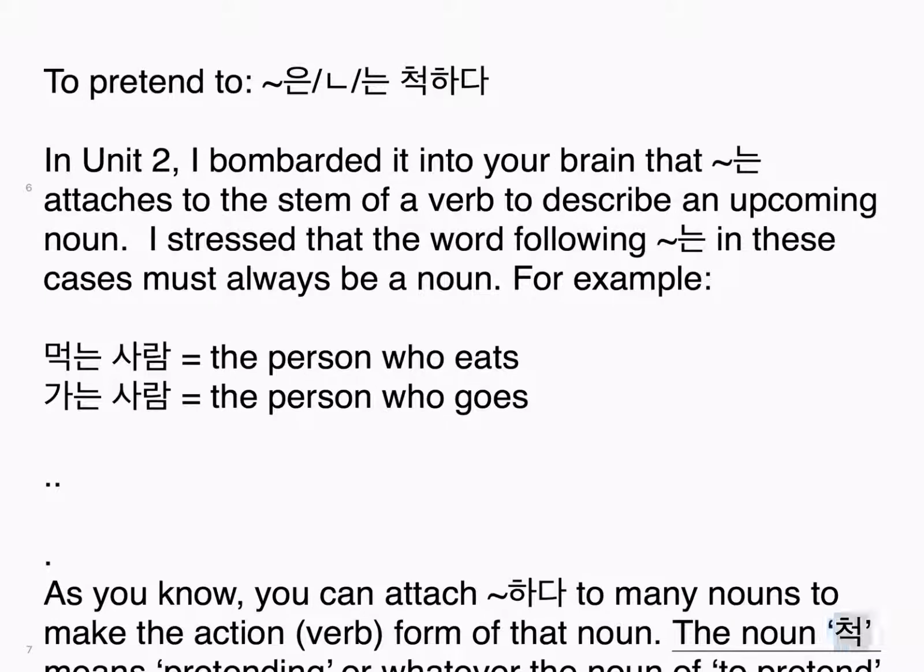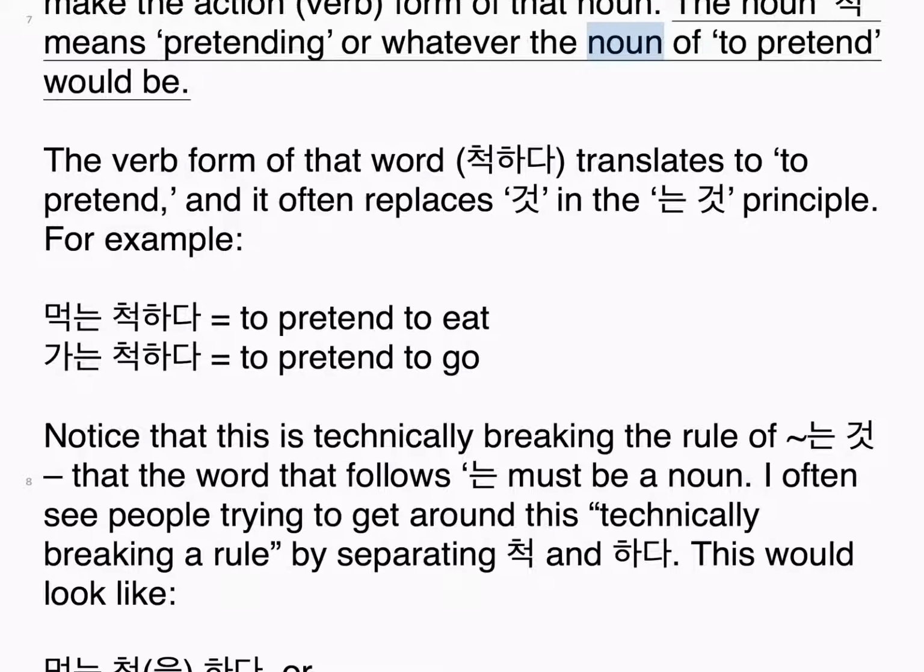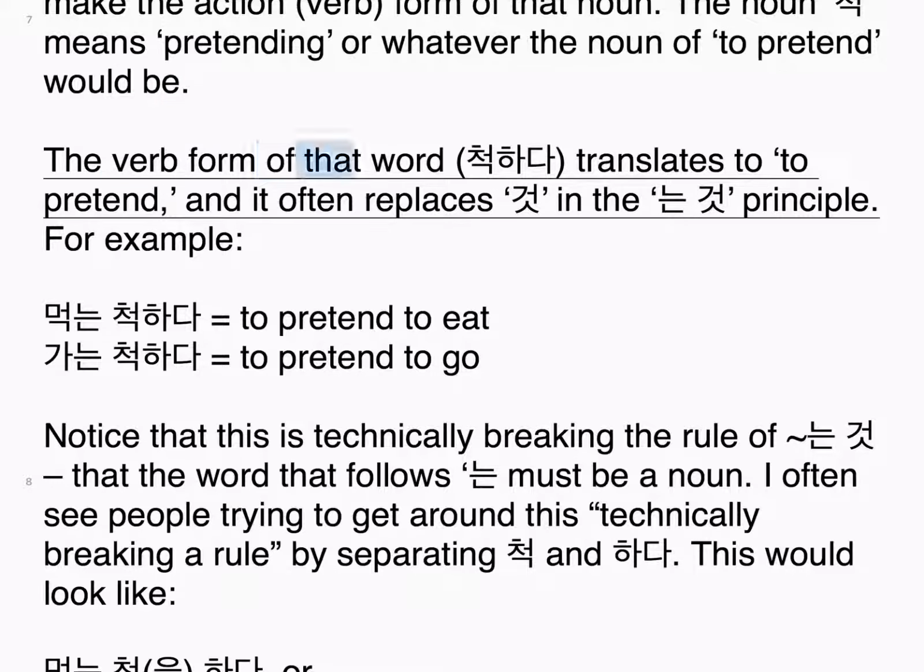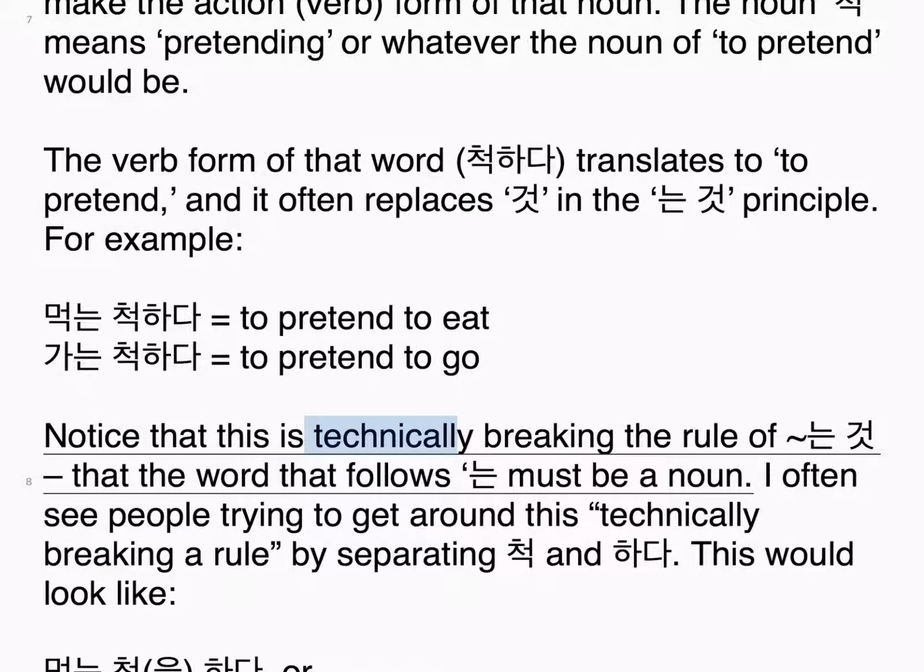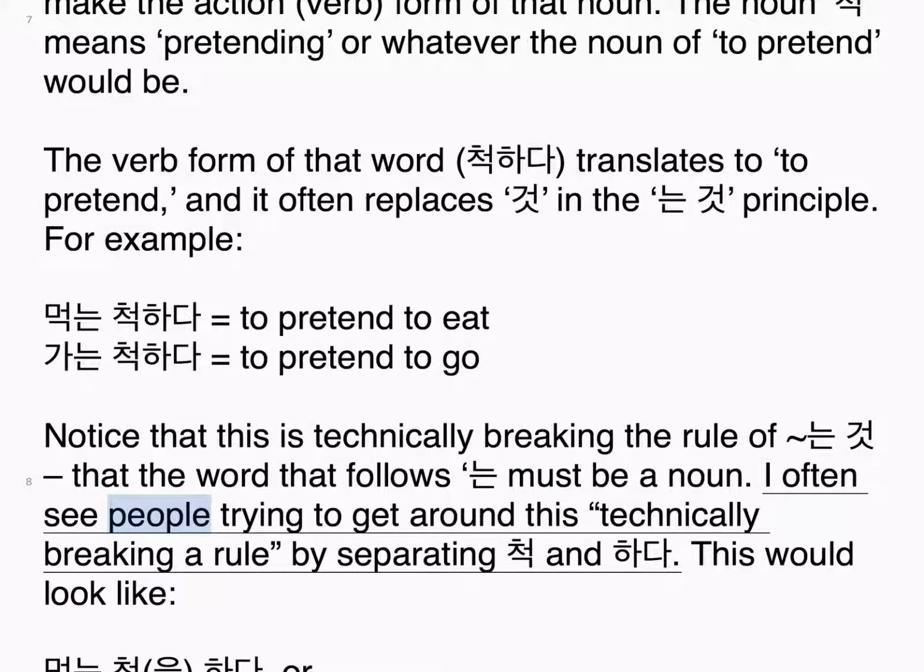The noun 척 means pretending, or whatever the noun of to pretend would be. The verb form of that word, 척하다, translates to pretend, and it often replaces 것 in the 는 것 principle. For example, 먹는 척하다, to pretend to eat, 가는 척하다, to pretend to go. Notice that this is technically breaking the rule of 는 것, that the word that follows 는 must be a noun.